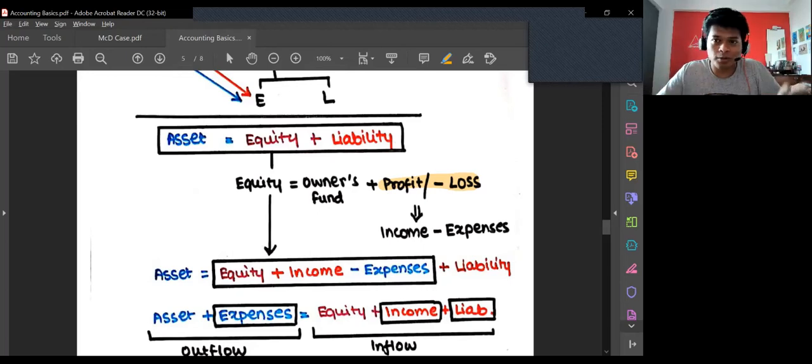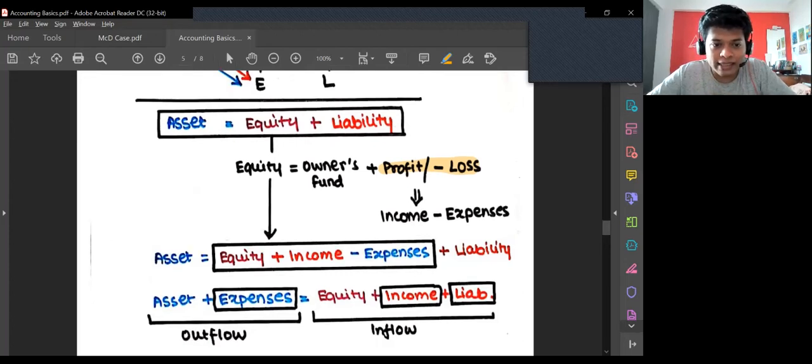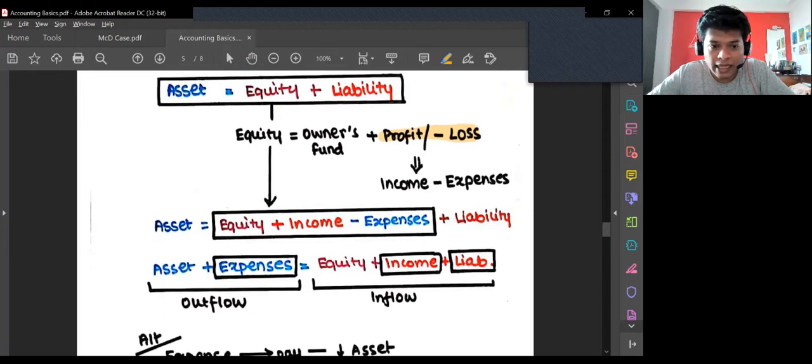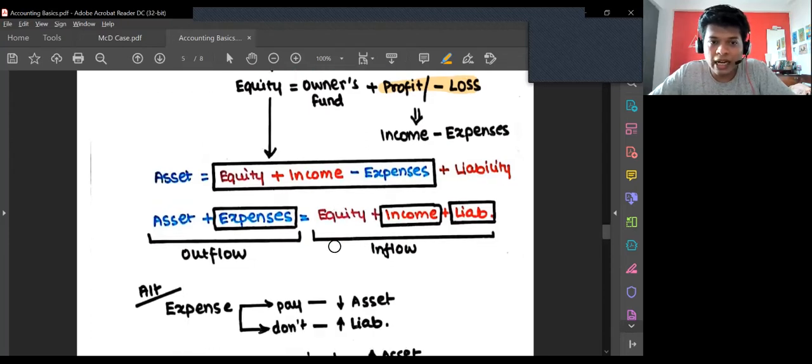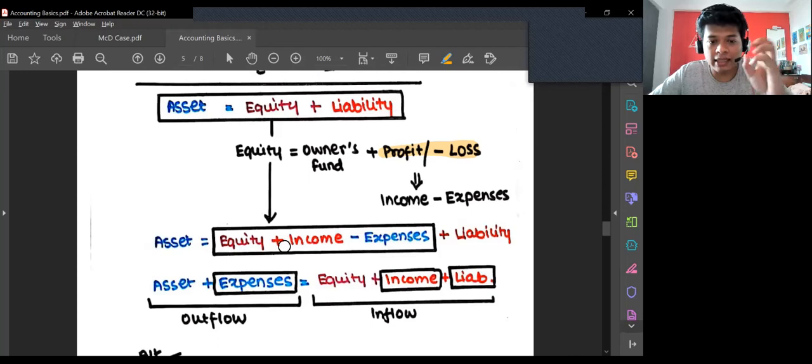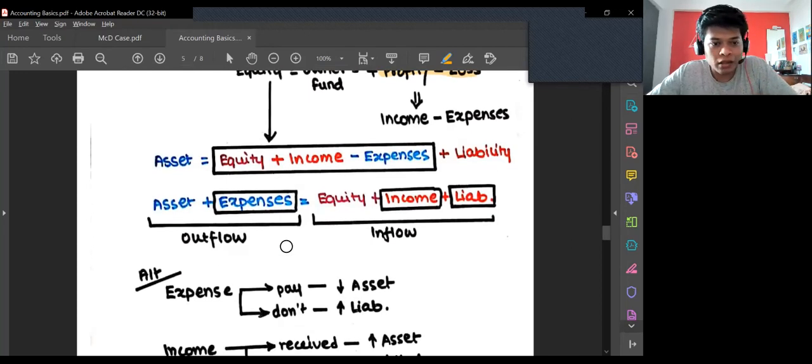I think all the non-commerce people are very good with equations and stuff. So I hope you guys can understand this part, right? So asset plus expenses this side, equity plus income plus liability. So any kind of asset plus expense, this is my outflow side. Expense leads to outflow of assets, outflow of funds. So that's why this is the outflow, and this is the inflow side. I hope this part is clear. I've just added the income and expenses into that accounting equation, right?